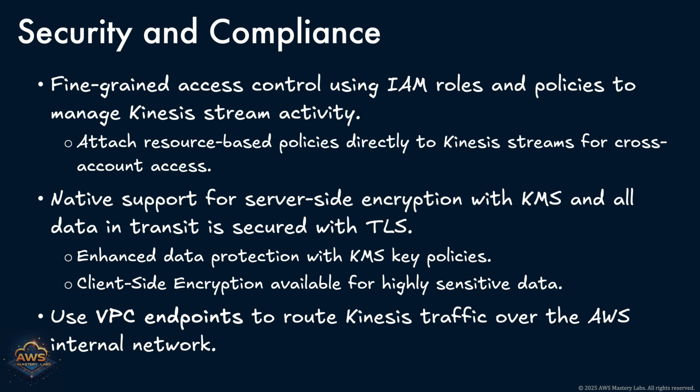For workloads that require an even higher level of control, client-side encryption is available, allowing you to encrypt data before it ever leaves your environment. Kinesis also integrates with AWS PrivateLink, enabling you to use VPC endpoints. This keeps Kinesis traffic on the AWS private network, eliminating exposure to the public internet and significantly enhancing security in regulated environments. Together, these features deliver a comprehensive, multi-layered security model, making Kinesis Data Streams a trusted choice for secure real-time data ingestion and processing.